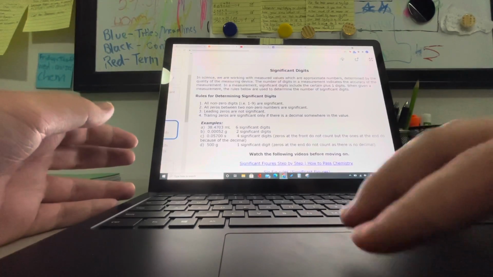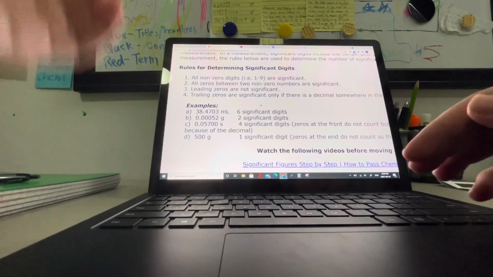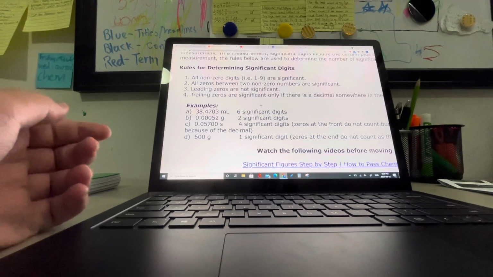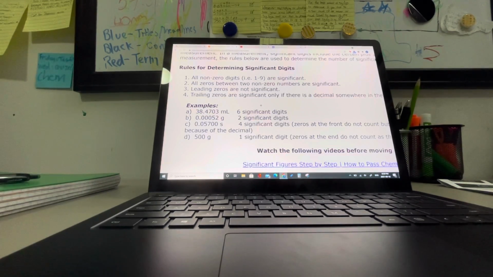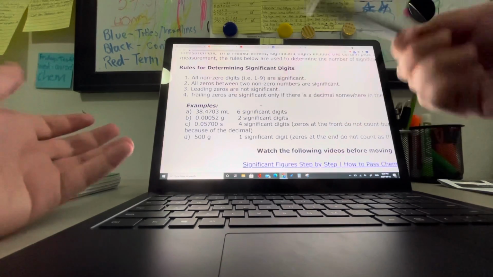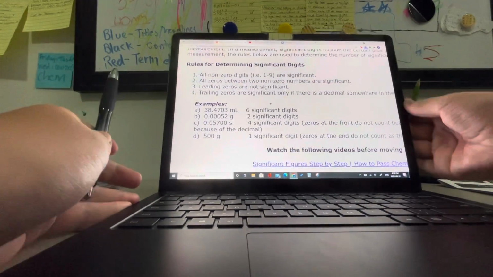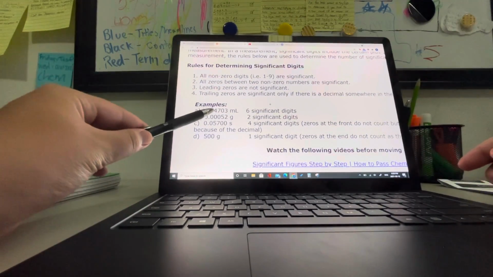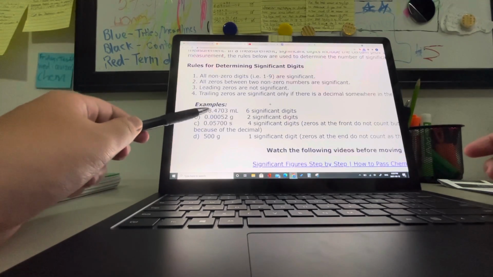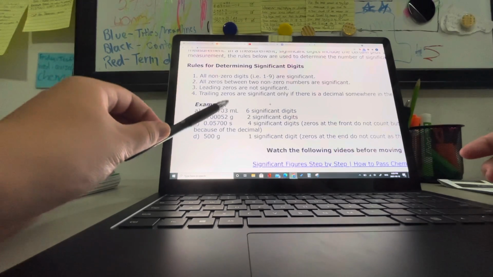So here are some examples that I have set for you guys to do. But first, of course, I'm going to show you, because without any representation, you guys won't understand. So here I go. The answers are actually on the right, so that's perfect. In this example, 38.4703 milliliters, there are 6 significant digits. If we count, there's 1, 2, 3, 4, 5, 6, right?